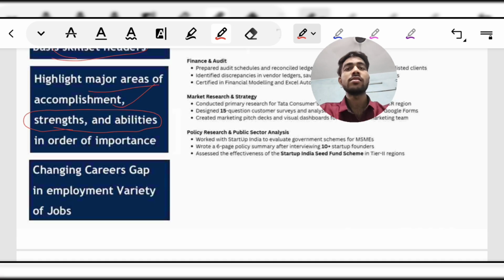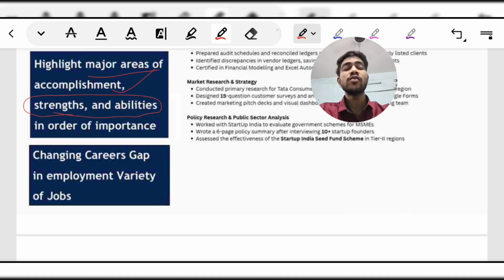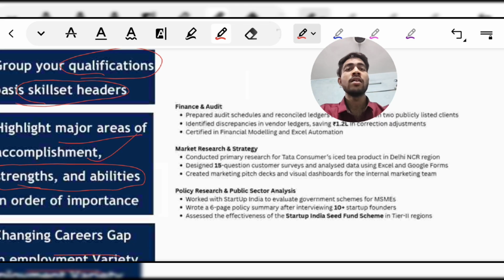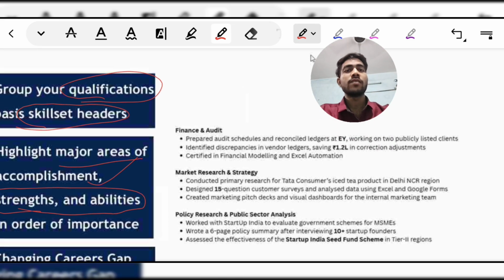The functional resume is also useful for explaining a career gap in employment, or a variety of jobs, like when you are doing your college degree and after that you have gap years. We also feel this applies for the MBA.